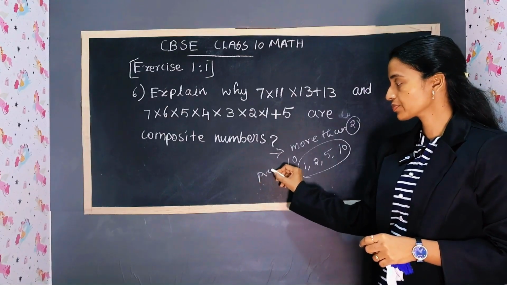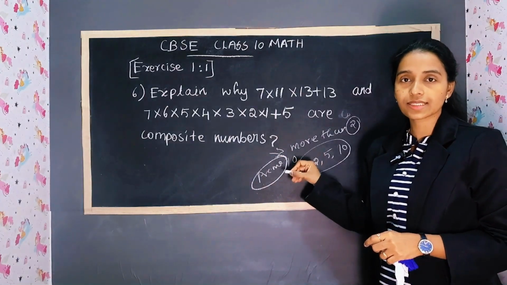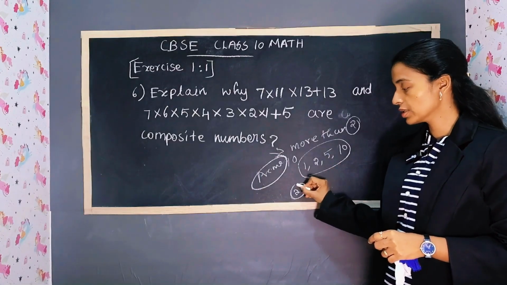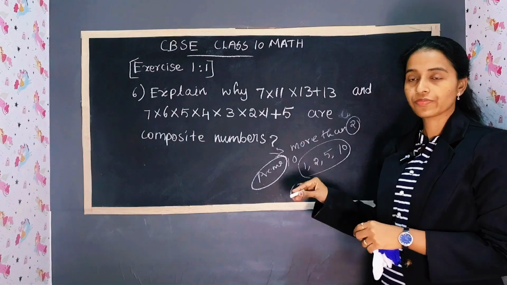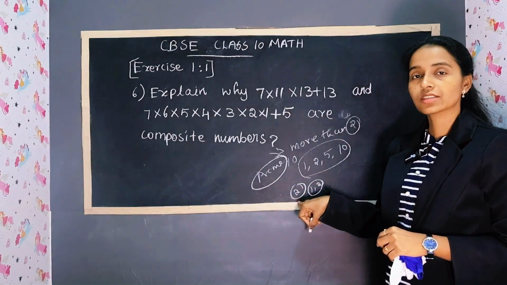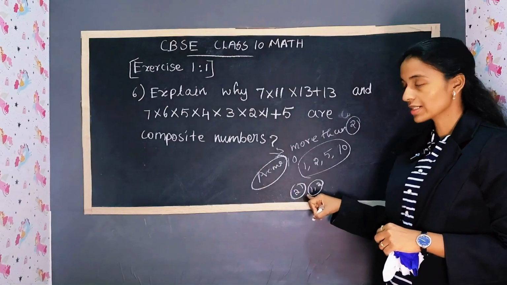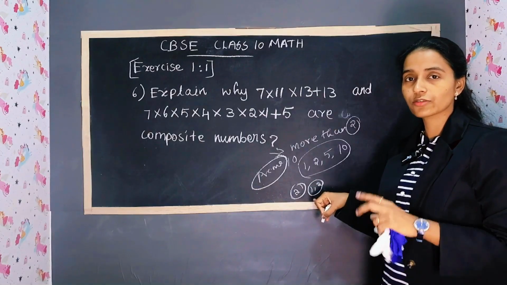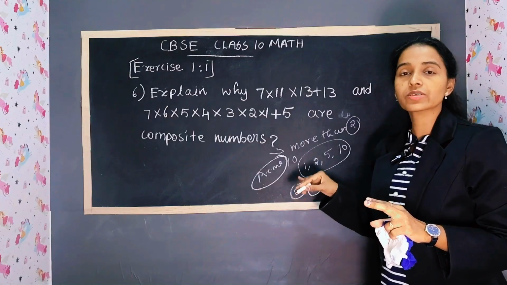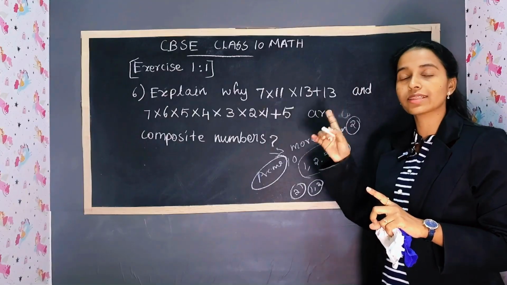In opposite, prime number is there. What is prime? A prime number is a number which has exactly 2 factors. For example, if you are taking number 2, this 2 is a prime number. Why? Because the factors are 1 comma 2. We can divide this 2 by 1 completely, and we can divide this 2 by 2 completely. So the factors are 1 and 2. Exactly 2 factors, 1 and that number itself. That is called prime numbers.